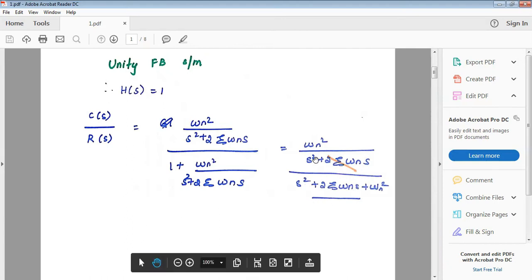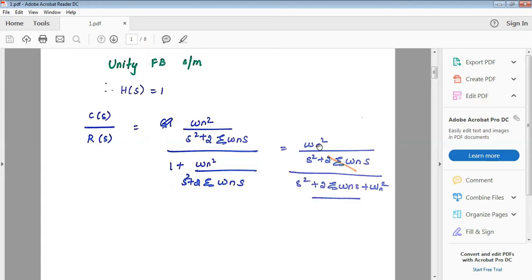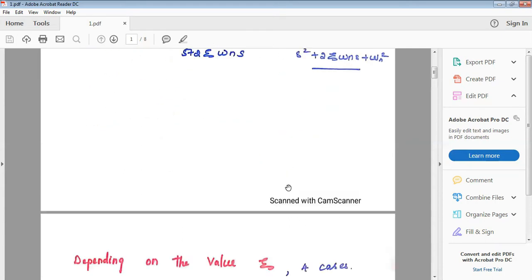Here the denominator term is not visible, right? So the same term will be coming here also. We are just cancelling each other, and the final answer is C of s divided by R of s is equal to omega n square divided by s square plus 2 theta omega n s plus omega n square.